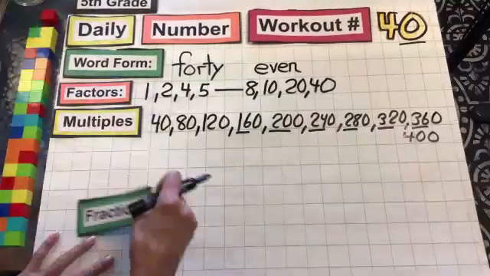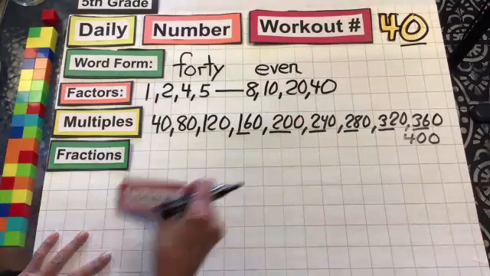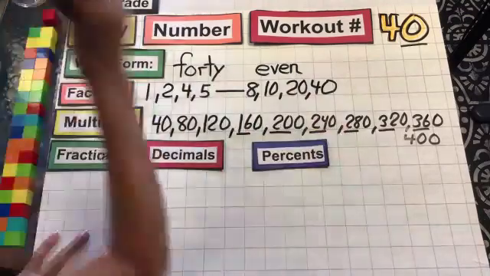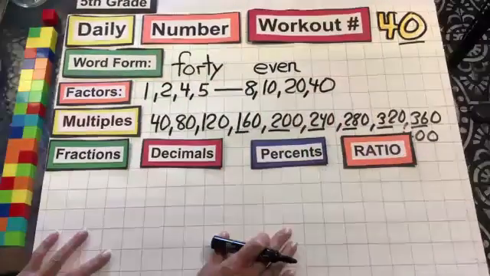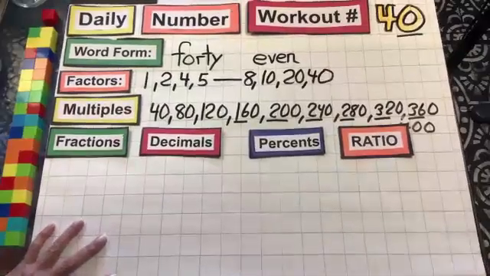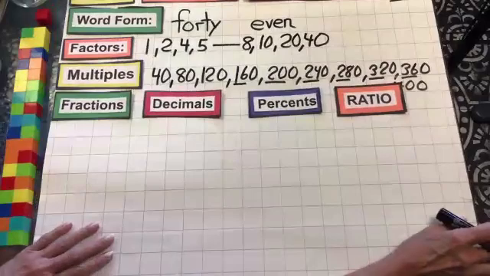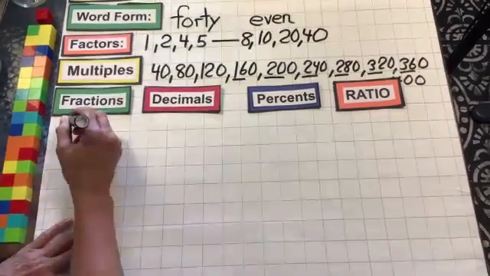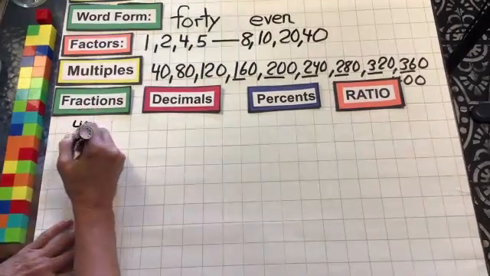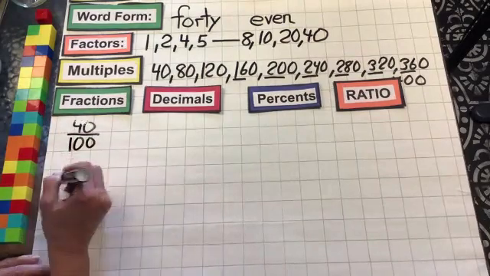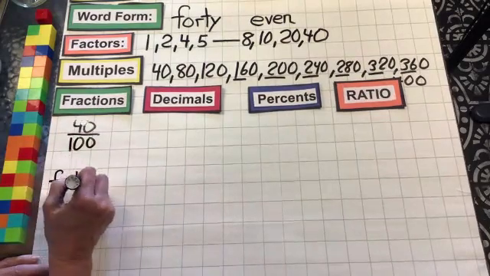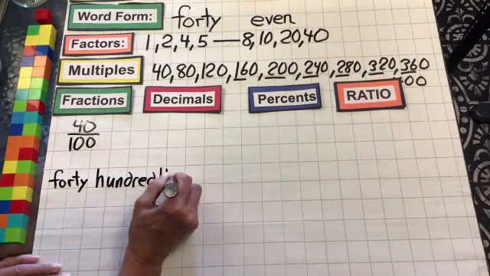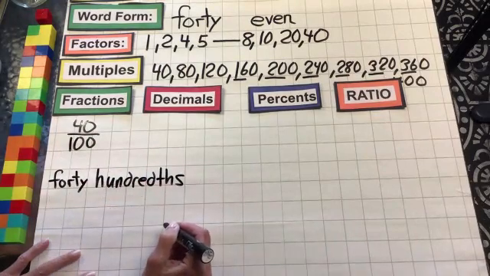Let's move on to our next categories, which is fractions, decimals, percents, and ratio. Now, this one's going to be tricky. Many of us might have done different things. I'm just going to show you the quickest way to get an equivalent fraction to go to lowest term. So we have 40 over 100. That would be 40 hundredths. So I'm going to write it down here, 40 hundredths. How we would write it, 40 hundredths.